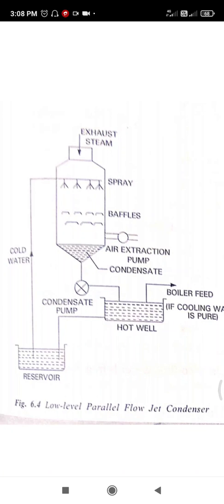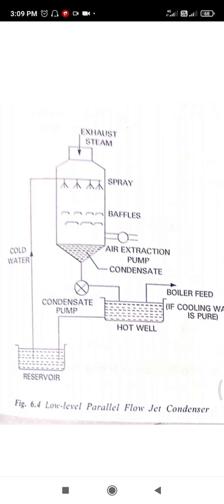This is the low level parallel flow jet condenser. In a parallel flow jet condenser, cooling water and exhaust steam flow in the same direction through the shell. Exhaust steam from the engine or turbine enters at the top. The cooling water is sprayed into the steam at the top of the shell. Both the steam and cooling water are mixed, which results in the condensation of the steam. The mixture, condensate and water, is extracted by a pump at the bottom and discharged to the hot well. It may be used as boiler feed water if the cooling water is free from impurities.